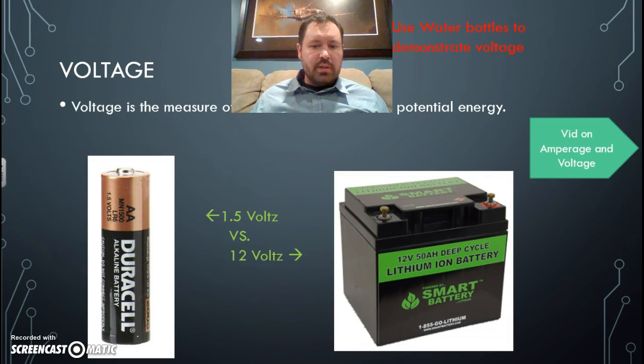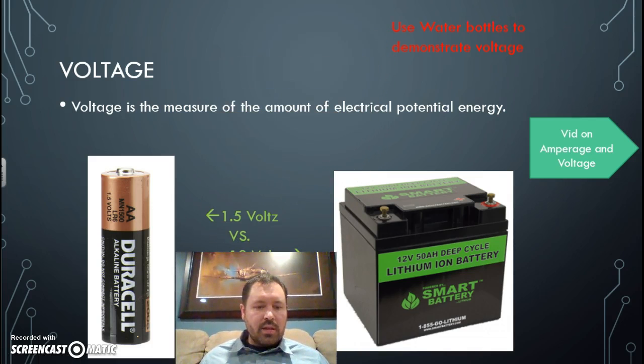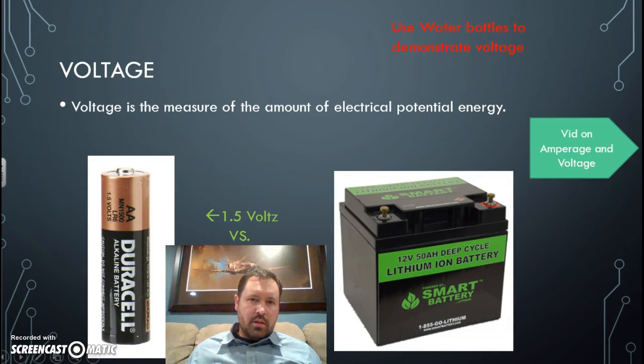Next, voltage. Voltage is the measure of the amount of electrical potential energy. So in this case, take a look at this battery. We've got 1.5 volts, and in this case, we have 12 volts. Now, when we think of electrical potential energy, the key word here is potential. It has the ability to do something. That doesn't mean it's doing anything yet, but it has the ability to do something.